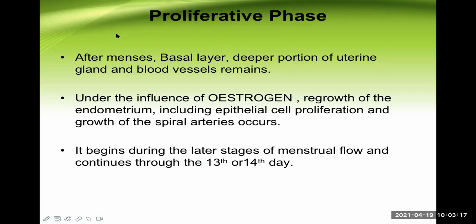Now this is about the proliferative phase. After period or menstruation, the basal layer, which is known as the deeper layer or portion of the uterine gland and the blood vessel, remains. So remember, these are the parts of the endometrium. These are the different layers, isn't it? Something known as the basal layer. So it remains there. From there, everything will come back again.